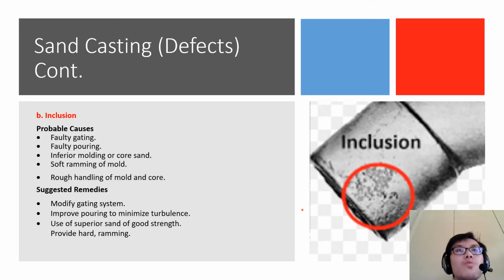The second one is inclusion. The probable causes are a faulty gating system, faulty pouring, or faulty interior molding in terms of size, dimension, wall thickness, and so on, soft ramming of the mold, and rough handling of the mold and core. So how are we going to solve this problem? By modifying the gating system, improving the pouring to minimize turbulence, using superior sand of good strength, or providing hard ramming.